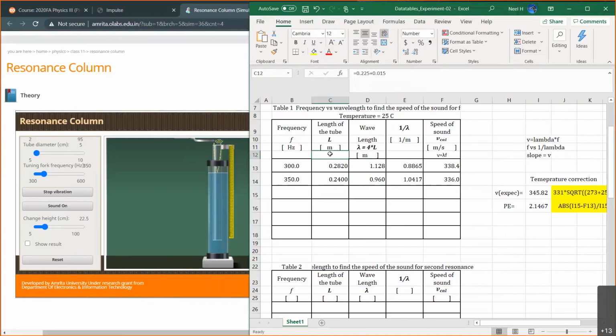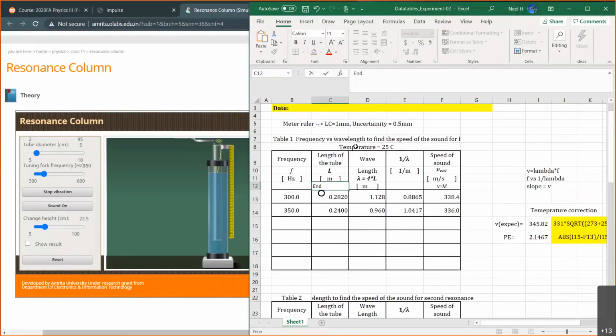So you can write it down here, end correction. Let's add it maybe into here, okay, end correction. The end correction is equal to 1.5 centimeters, okay. Just add that too.